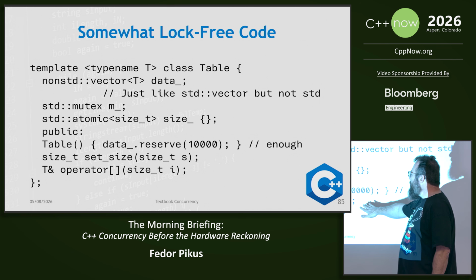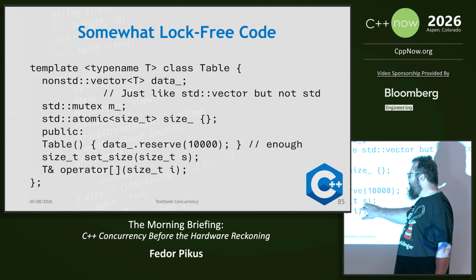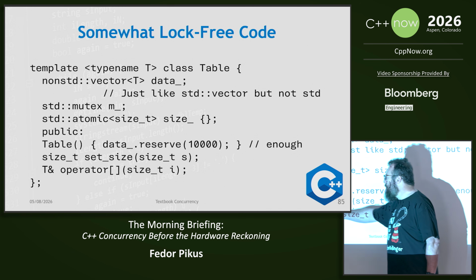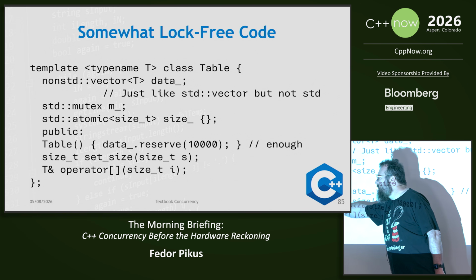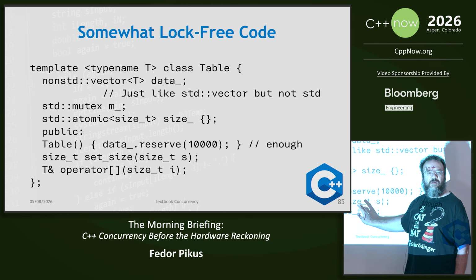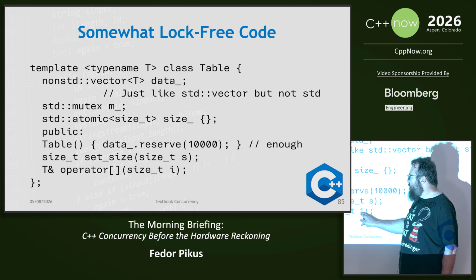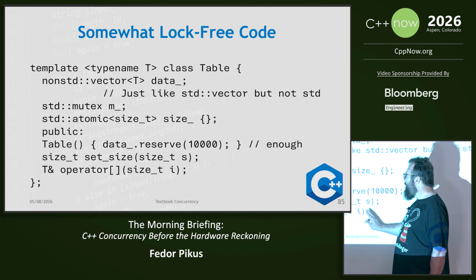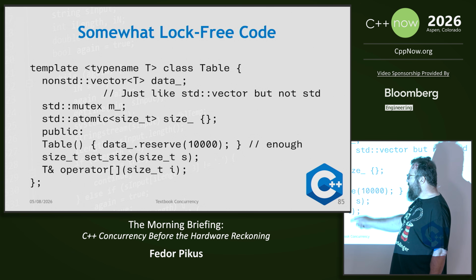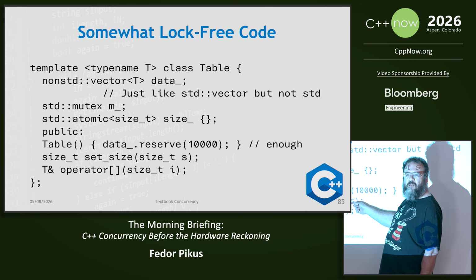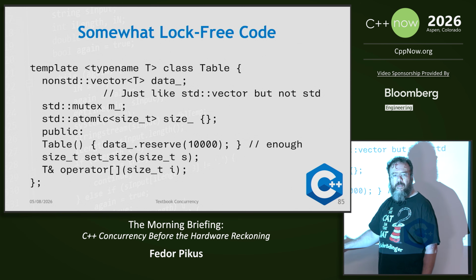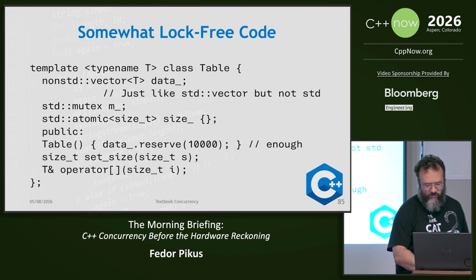Okay, so here is my set size. I'll tell it how much I want. It will return me the value. Whatever it returns, I can safely address. And here is operator square brackets. And so this only locks if it grows. This never locks at all. This is what I want.